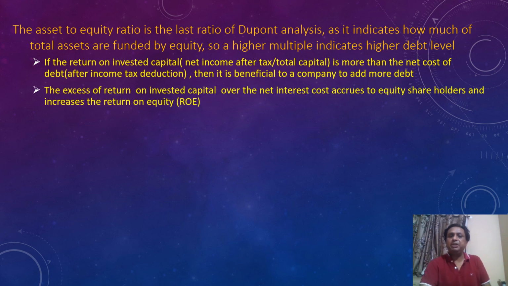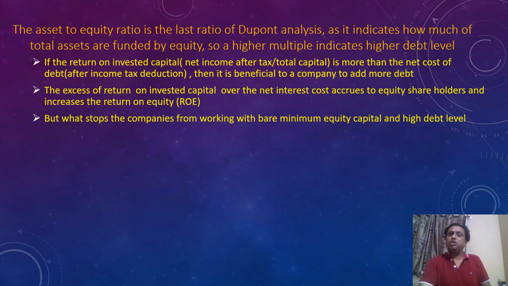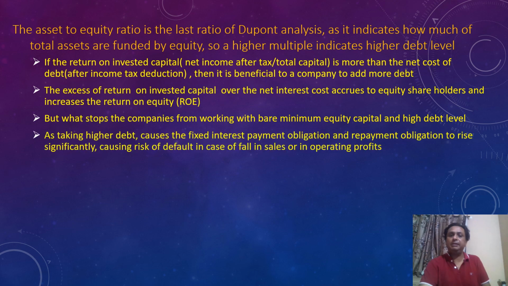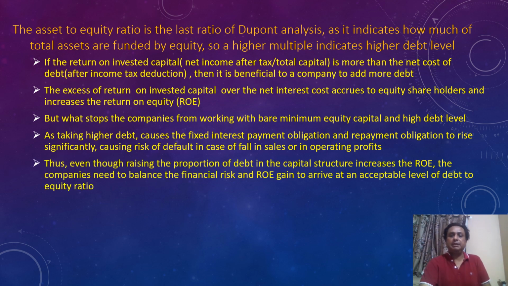The excess of return on invested capital over the net interest cost accrues to equity shareholders and increases the return on equity. But what stops the companies from working with bare minimum equity capital and high debt level? As taking higher debt causes the fixed interest payment obligations and repayment obligations to rise significantly, causing risk of default in case of fall in sales or in operating profits.